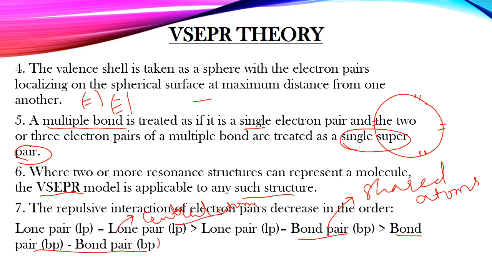So the lone pairs, which are localized only on the central atom, occupy more space as compared to the bonded pairs of electrons. Since they are occupying more space, hence they cause more repulsion.